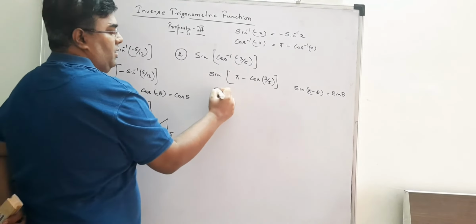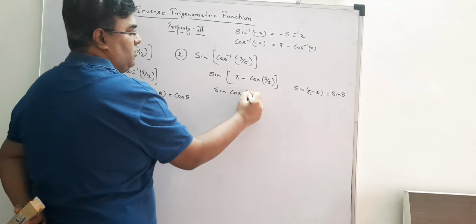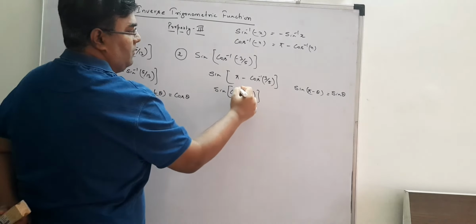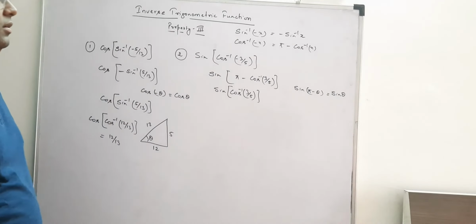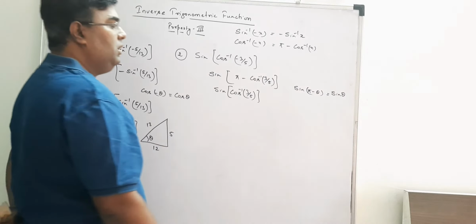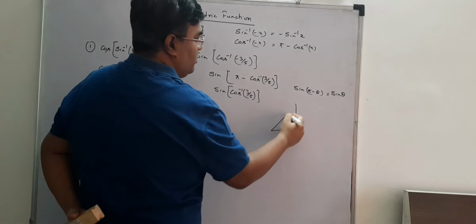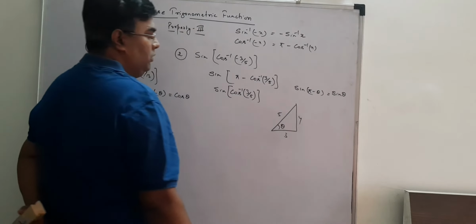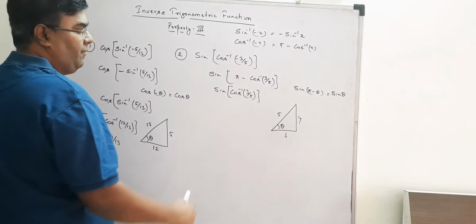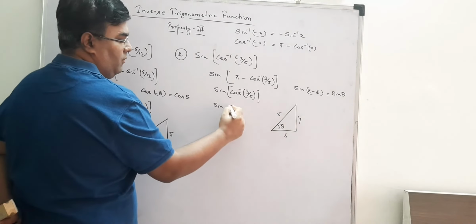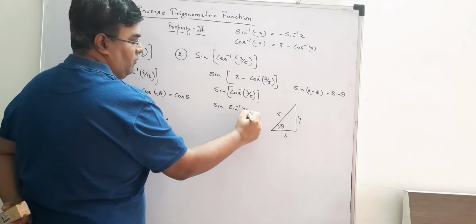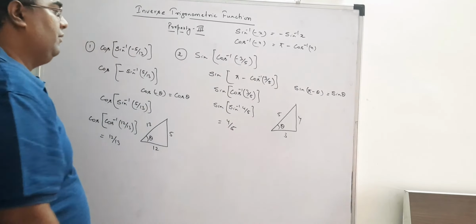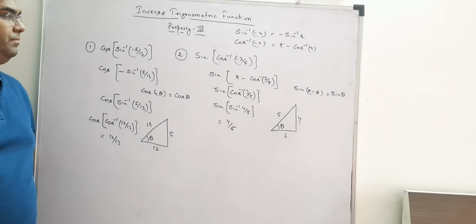So we can write it like sine cos inverse 3 by 5, again using a triangle and the Pythagoras theorem. 3 by 5 will give 4. So my answer is 4 by 5, which is equal to 4 by 5. Clear?